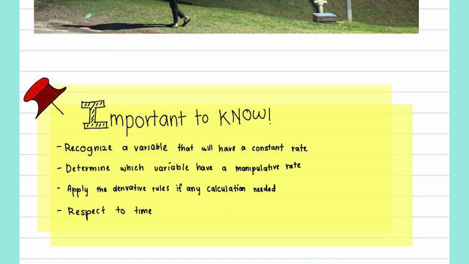For your information, before you do a calculation of differentiation, there is something very important for you to know. Firstly, you need to recognize a variable that will have a constant rate. Then, you have to determine which variable has a changing rate in it. After that, you will apply the derivative rules if any calculation is needed. And lastly, always differentiate with respect to time.